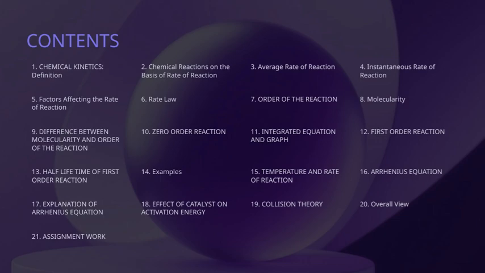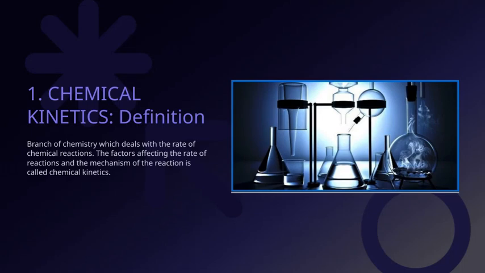We will also look at specific types of reactions, such as first-order reactions, their half-life times, and zero-order reactions, along with real-world examples to illustrate these ideas. Finally, there will be an assignment to reinforce what we've learned, and we will wrap up with explanations of the Arrhenius equation and the effect of catalysts. Throughout this overview, our goal is to connect these concepts cohesively, emphasizing their importance in understanding chemical reaction mechanisms and kinetics.